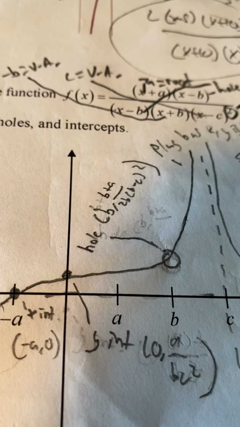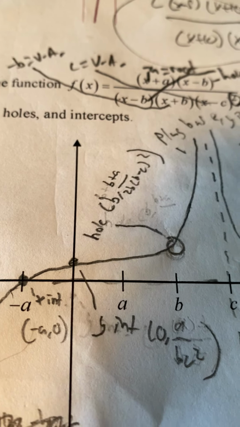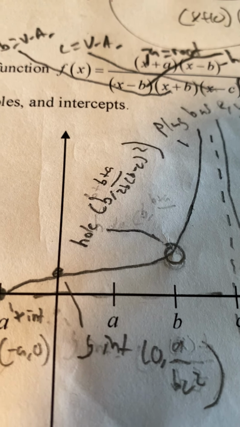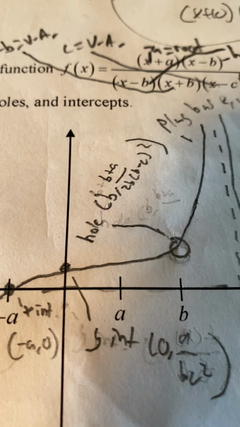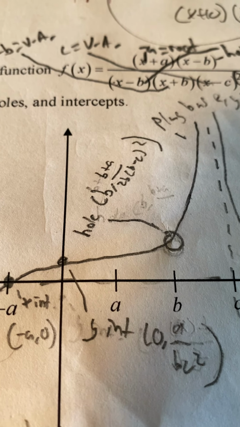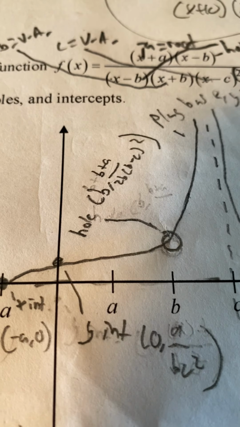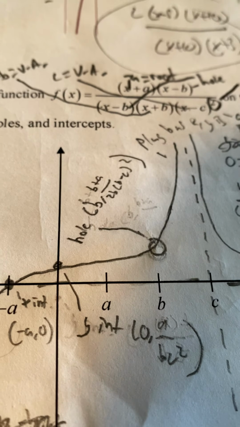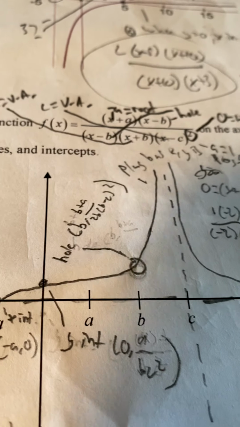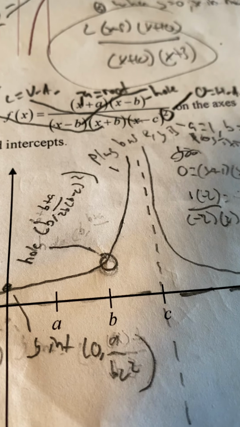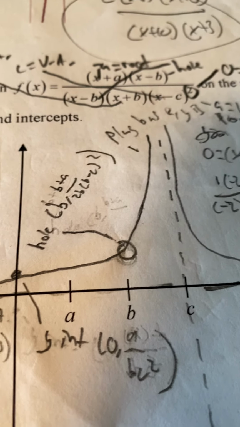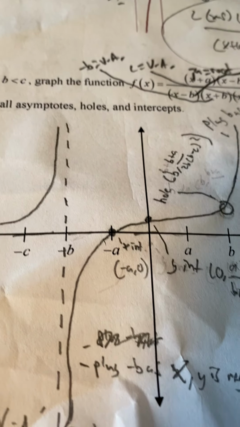Then for a, you can tell that since x plus a is in the numerator, not the denominator, negative a is an x-intercept. And I eventually found the y-intercept as a over b c squared, again by setting x to 0 and then solving for y. Next, you can see from x minus c that, as it's not repeated, c must be a vertical asymptote. Same with x plus b, so negative b is a vertical asymptote.